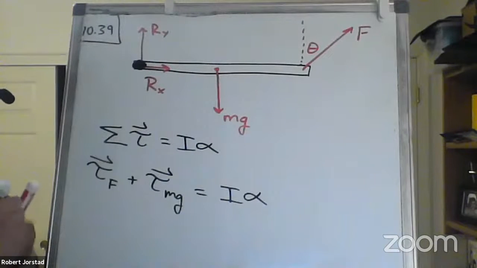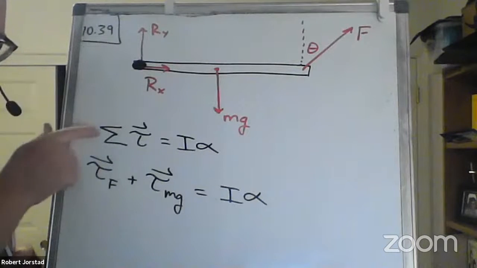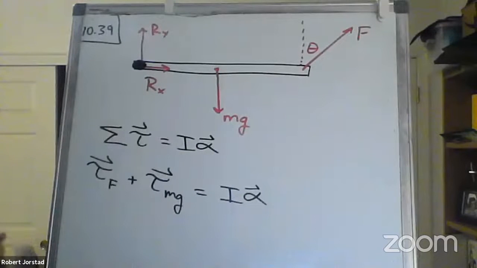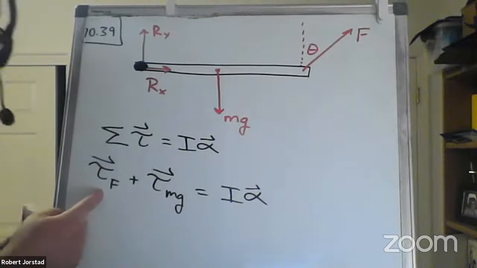Now I should be careful here. What did I screw up? Is alpha a vector? Yeah. Assuming we keep the pivot point, as long as we rotate in a single plane, we could assume the angular acceleration is a vector. It'll act just like it. All right. So now, in this case, how do I get the torque due to F?